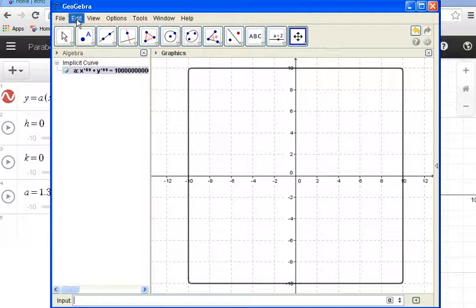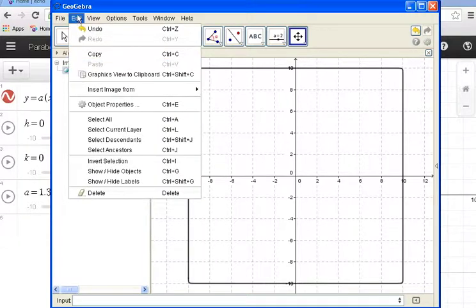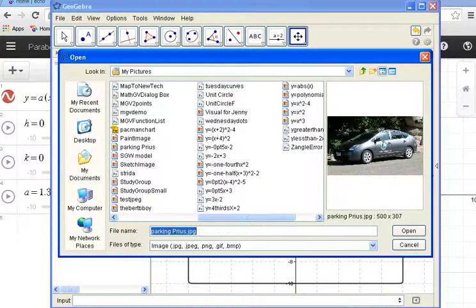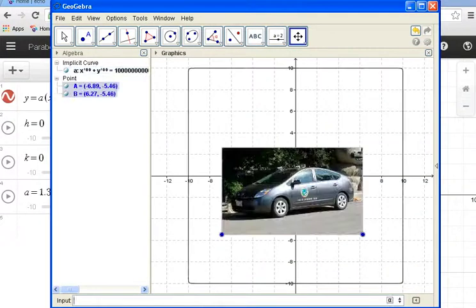So I'm going to go to Edit, and let's see, I'm going to insert image from, and I'm going to choose File, and I've got this picture of a car. I'm going to go ahead and put it on there.